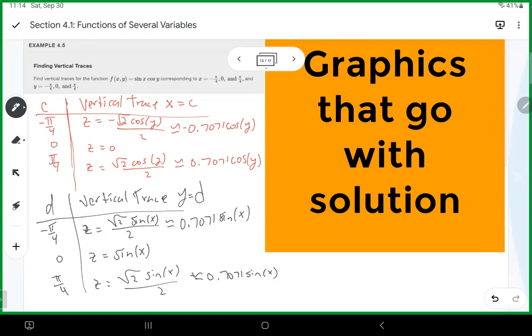Okay, so the three traces in the xy plane are cosine functions. The three traces in the yz plane are sine functions. These curves appear in the intersections of the surface with the planes x equals negative pi over 4, x equals 0, x equals pi over 4, and y equals negative pi over 4, y equals 0, and y equals pi over 4.